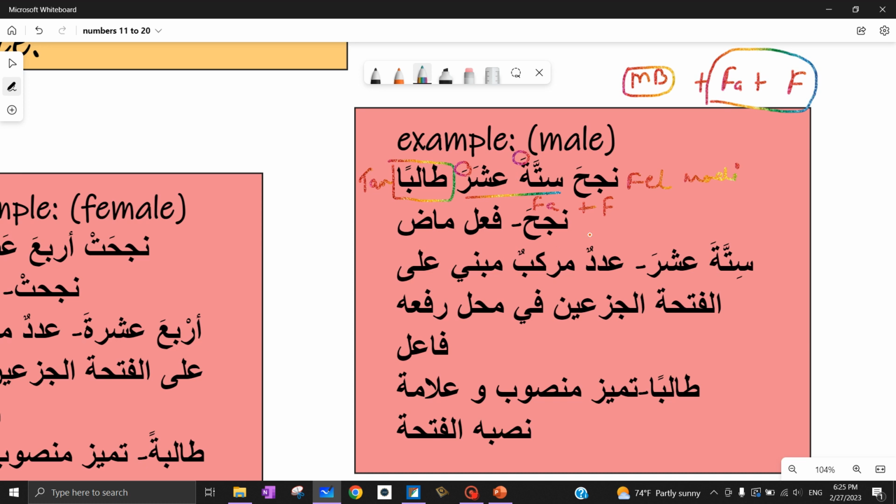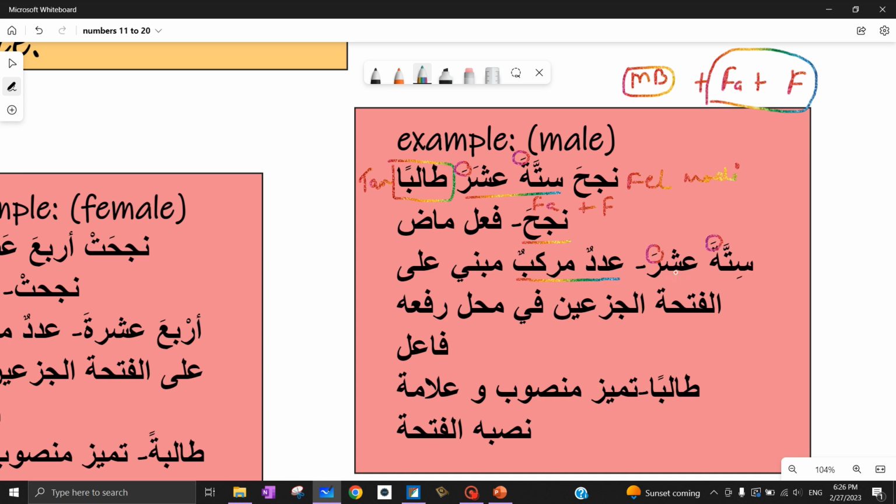So let's see the Arab from here. Najaha fail madi. Sittata ashara, as you can see, it has a fatha mabni over it. Adadun. Now how will you do the Arab for sittata ashara? So the Arab will be adadun. Adad means the number. Murakkabun. Now both of them are adad murakkab, meaning that the two numbers have come together and made one word, the compound number.